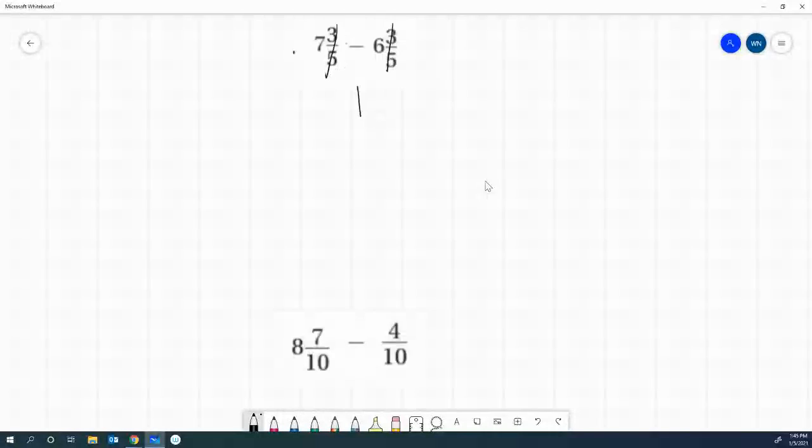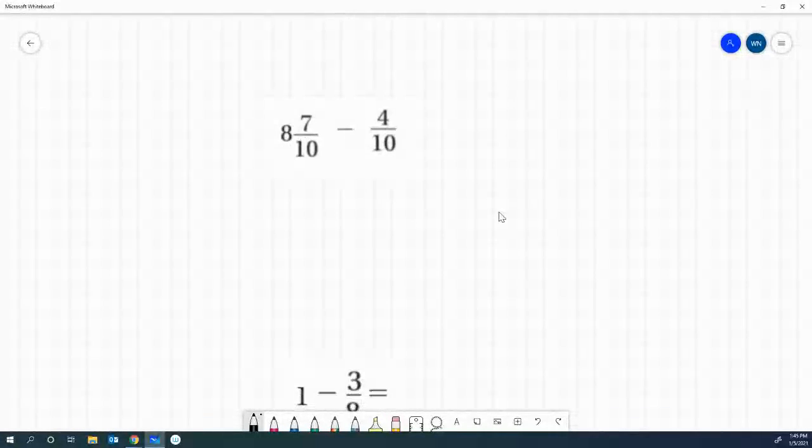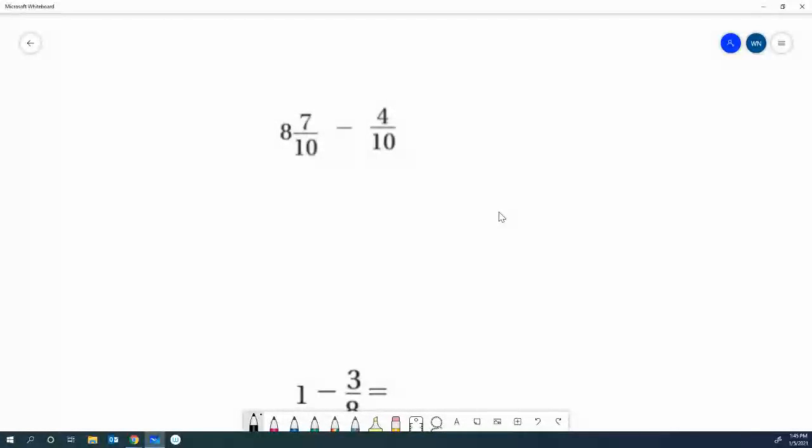Let's keep going. A little more challenging with this one. Again, even when there's a mixed number, you always start with the fraction. 7/10 minus 4/10. You're going to keep your denominator the same, and just subtract the numerator. 7 minus 4 is 3. And then you have 8, but there's no whole number here. So it's 8 minus 0 is 8. So 8 7/10 minus 4/10 gives you 8 3/10.